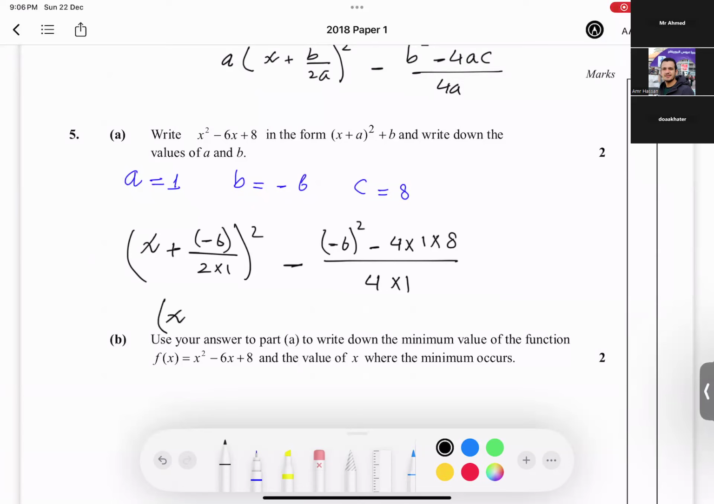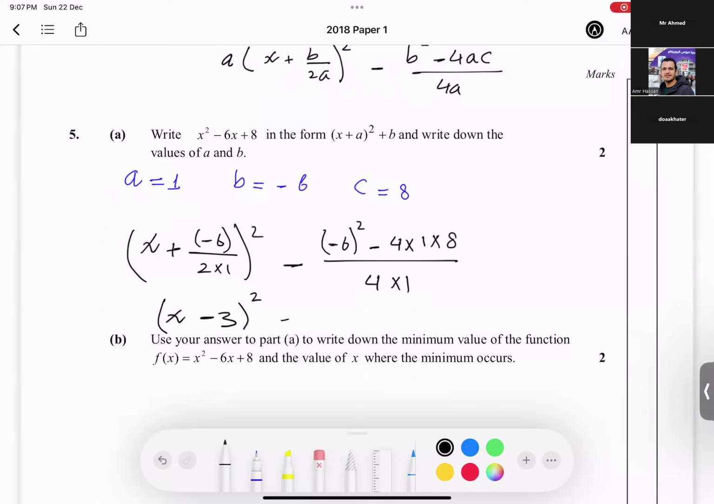So it sounds like x. Let me write the brackets, all to the power 2. Negative 6 divided by 2. Negative 6 divided by 2. Oh, right, I was writing it down. Negative 3. Okay. So it's going to be negative 3, right?